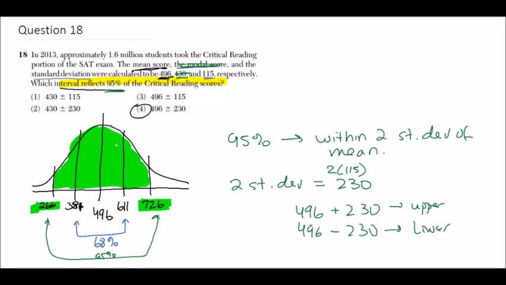It's important to remember that the modal score, or the mode, is not at all important for confidence intervals or for intervals of 68, 95, 99%, or whatever percentage you want, because the mode score is just the one that occurs the most frequently. That has nothing to do with the mean nor the distribution in this particular case. So the answer here is going to be choice 4.